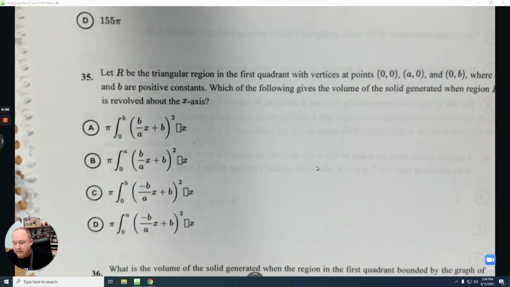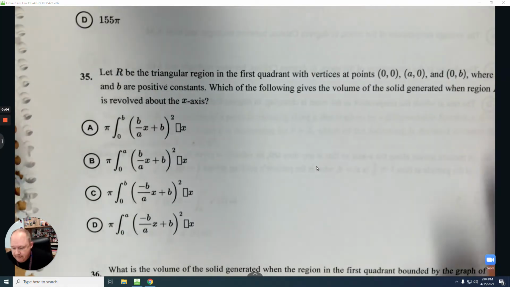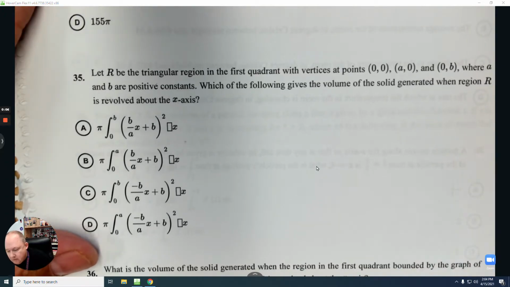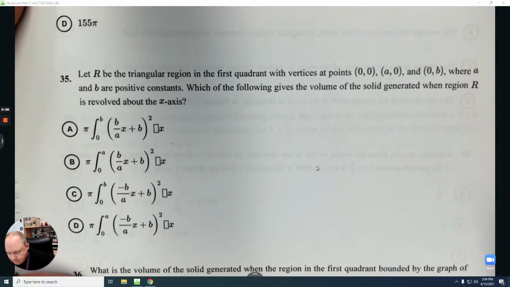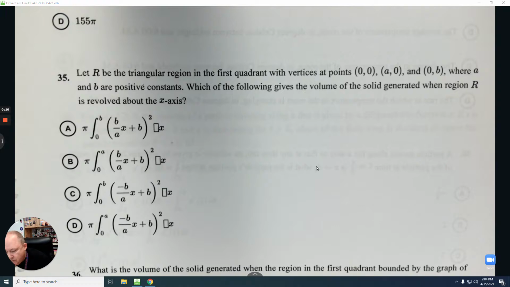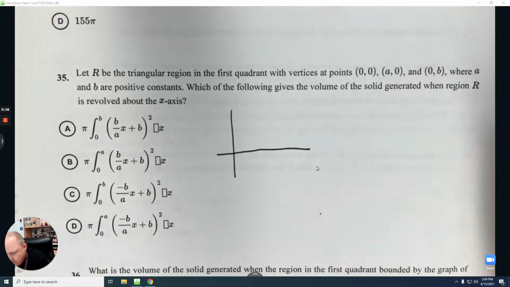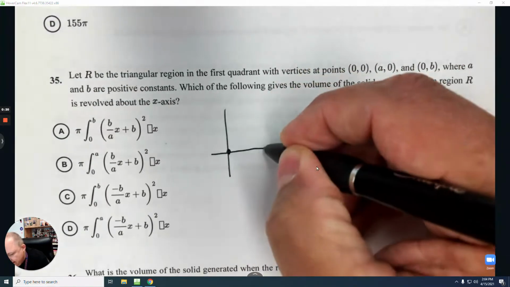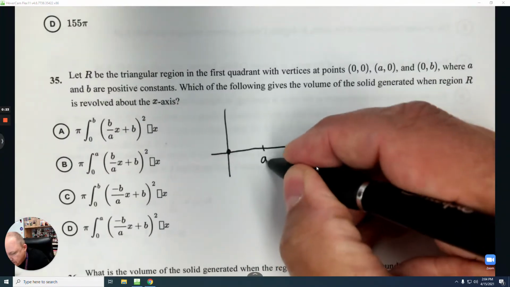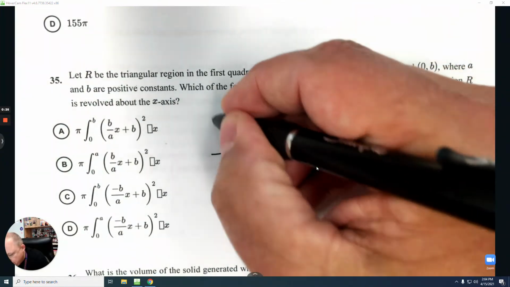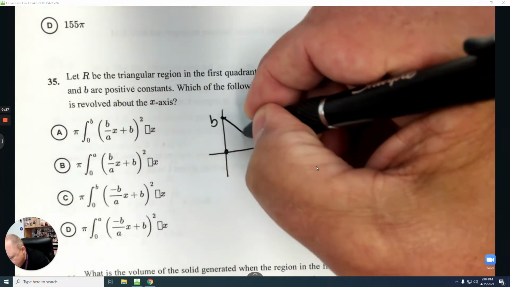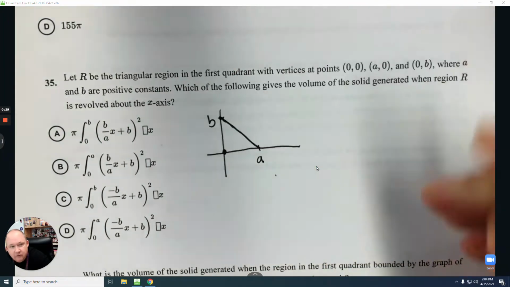All right, we're going to start at question number 35. Let R be the triangular region in the first quadrant with vertices at (0, 0), (A, 0), (0, B), where A and B are positive constants. I'm going to graph this. So (0, 0), (A, 0), A is positive, somewhere here on the right is A, and up here somewhere is B. And there's a triangular region that they're talking about.